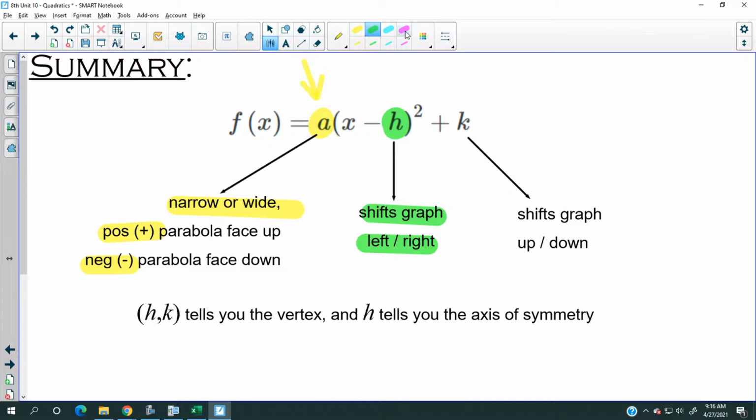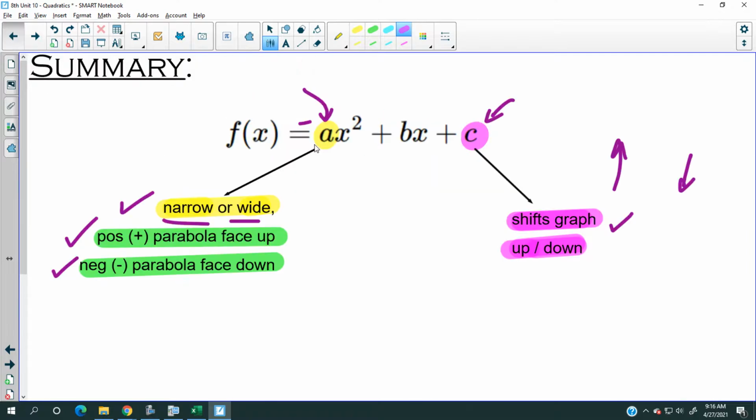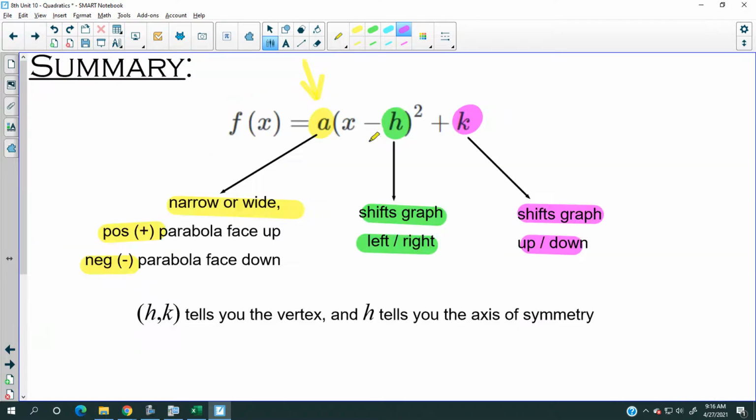And then for this one, the K, it shifts the graph up and down, just like C here. That's why I kept the same color. Have you noticed? So the constant goes up or down. In this case, it's not a constant, it's the K, because we're talking about vertex form here. So, okay, that's it. HK tells you the vertex, and H tells you the axis of symmetry.